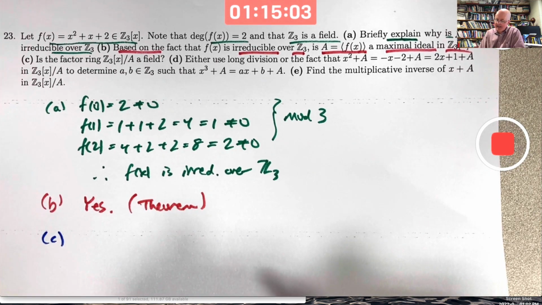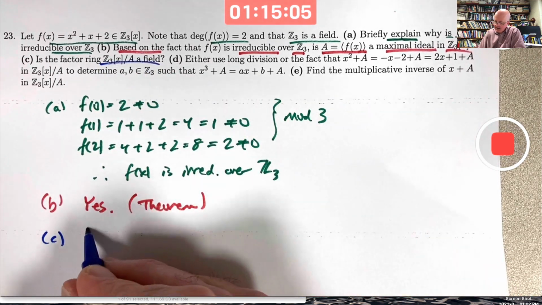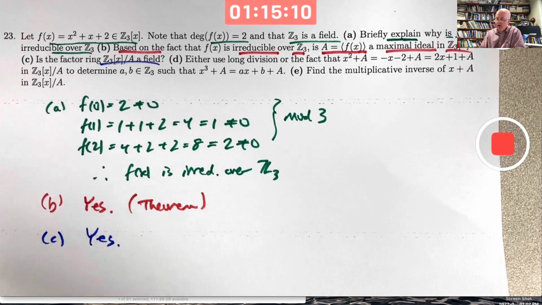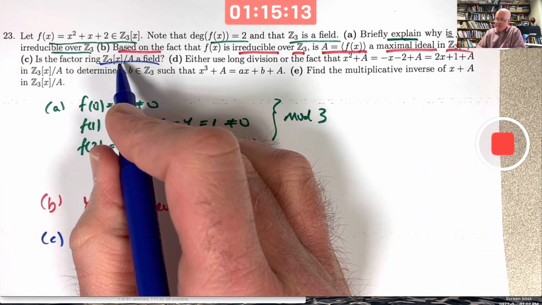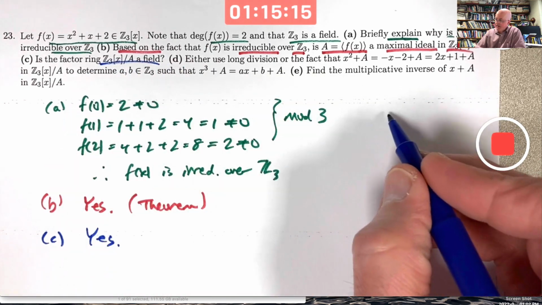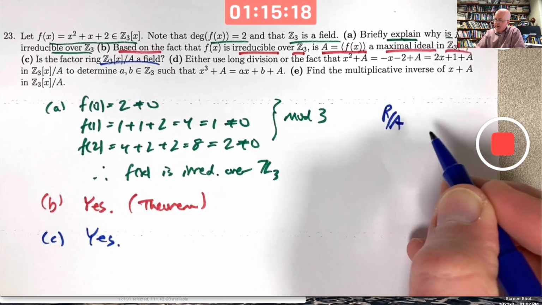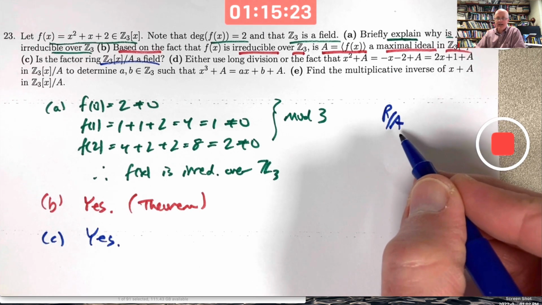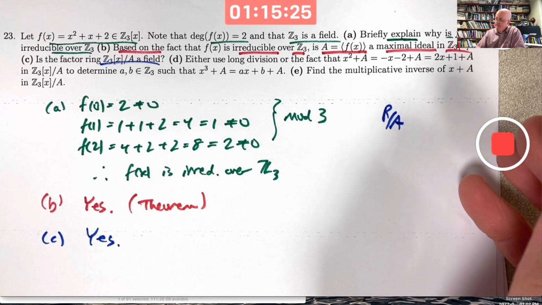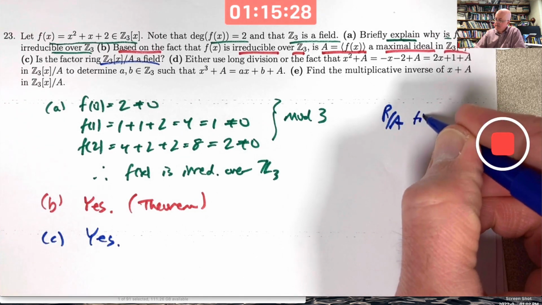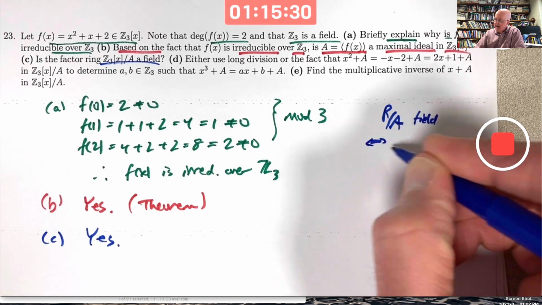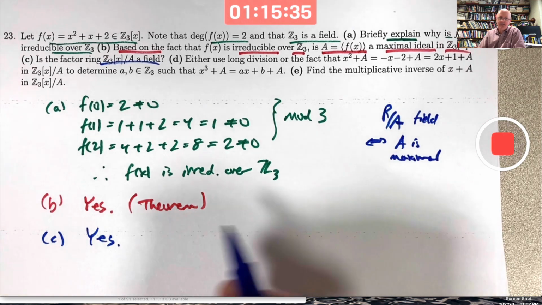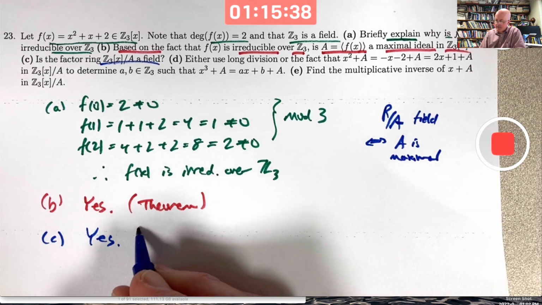Part C, is this factor ring a field? This is a fact to know as well. Just yes. In fact, it's a fact we've already talked about maybe an hour ago. When you mod a polynomial, R mod A, that factor ring, when R is a commutative ring with unity, is a field if and only if A is maximal. That was the theorem. It's a field if and only if A is maximal. And this is the main place where we apply that theorem. That's theorem 2.